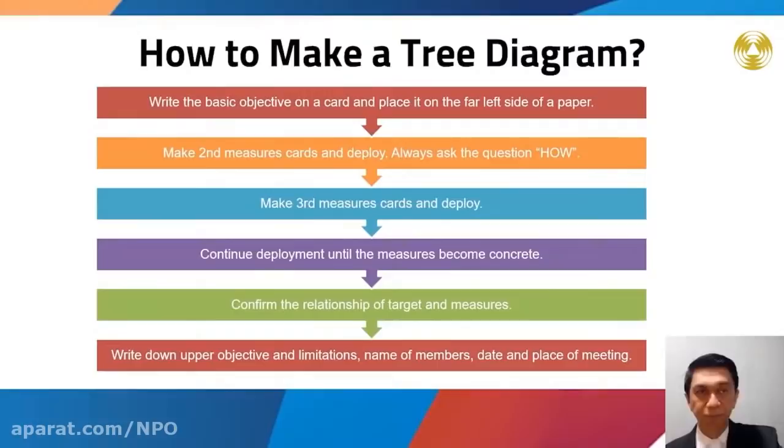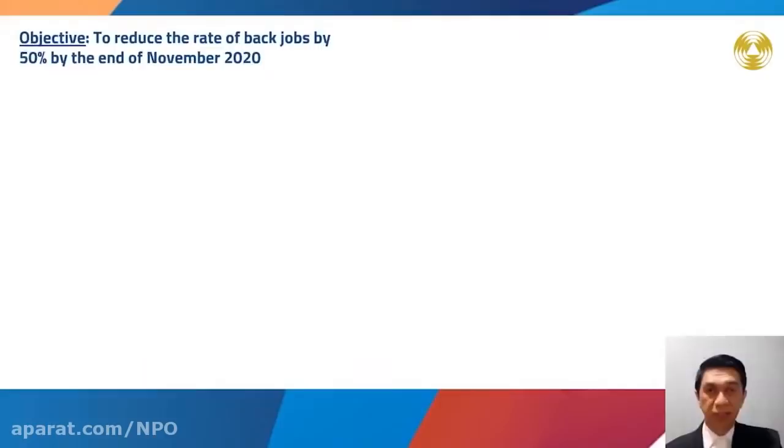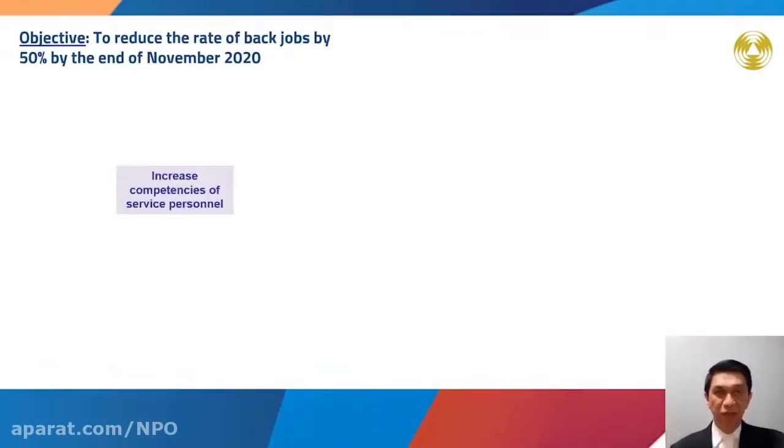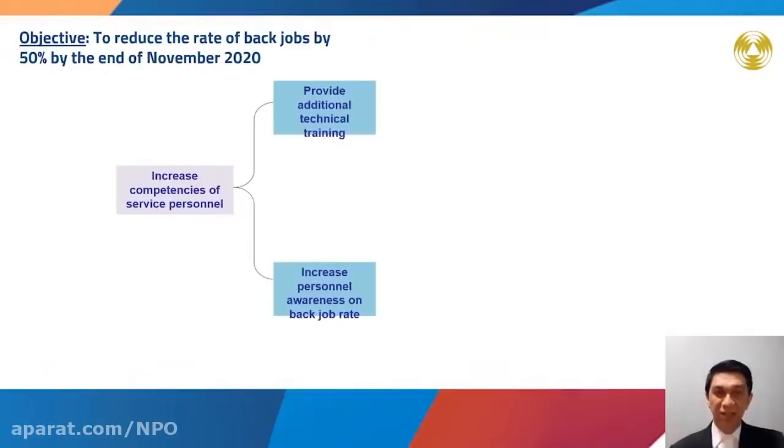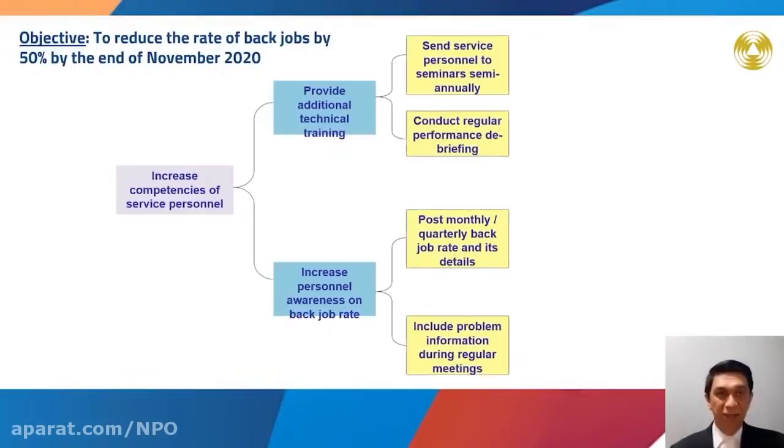So in here, this is an example I mentioned, when you have an objective and you want to go into clearer and clearer or finer details of implementing action plans. In this particular case, to reduce the rate of back jobs by 50% by the end of the month. So, you want to increase the competencies of service personnel. The first measures would be to provide additional technical training and increase personal awareness on back job rate. Next, for you to provide additional technical training, you send this personnel into semi-annual seminars and workshops, or you conduct regular performance debriefings.